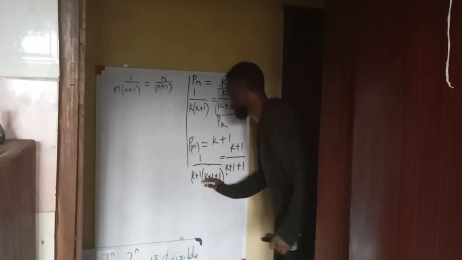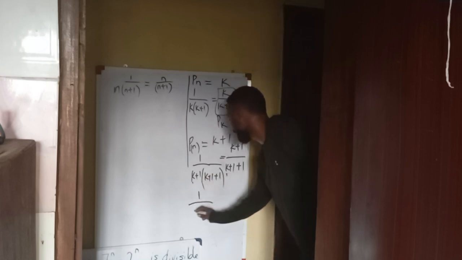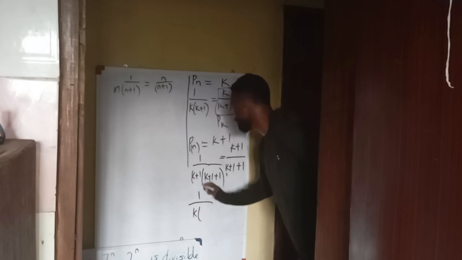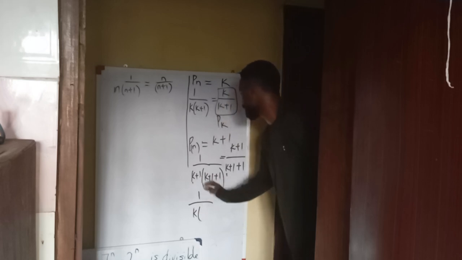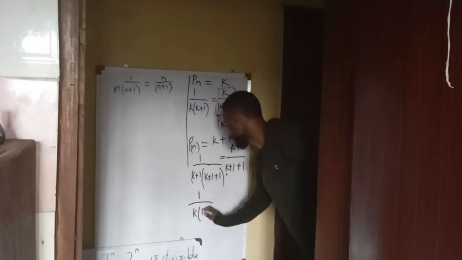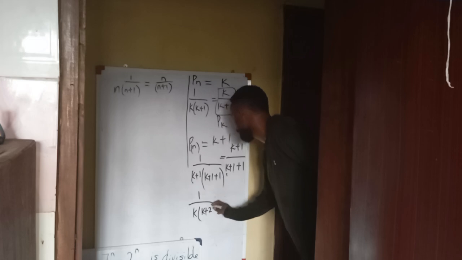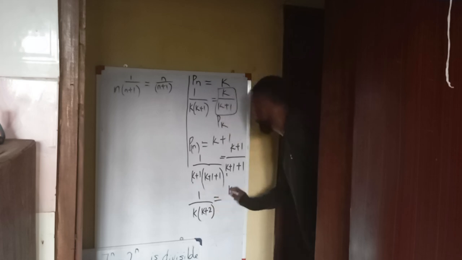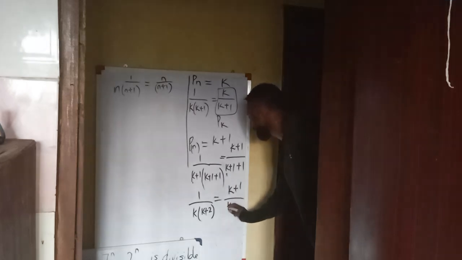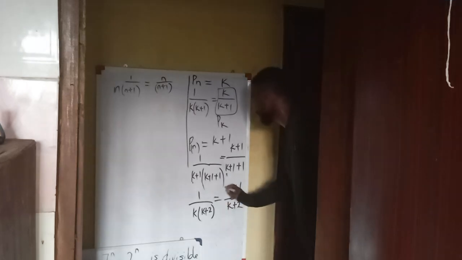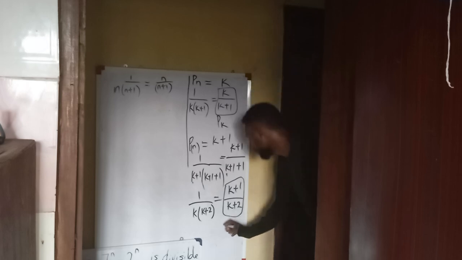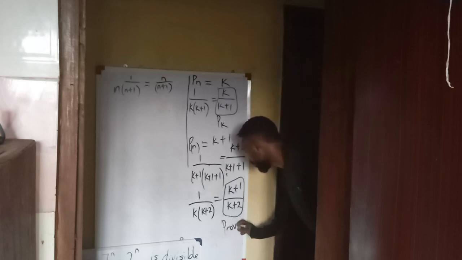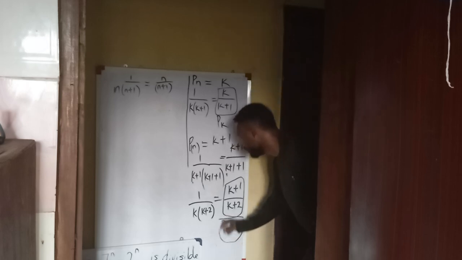Once I get this, notice that this is the same thing as saying 1 over k plus 1 into k plus 1 plus 1, which is the same thing as k plus 2, is equal to k plus 1 all over k plus 1 plus 1, which is the same thing as saying k plus 2. Everything I have here is what I'm going to prove. This is what you are going to prove.